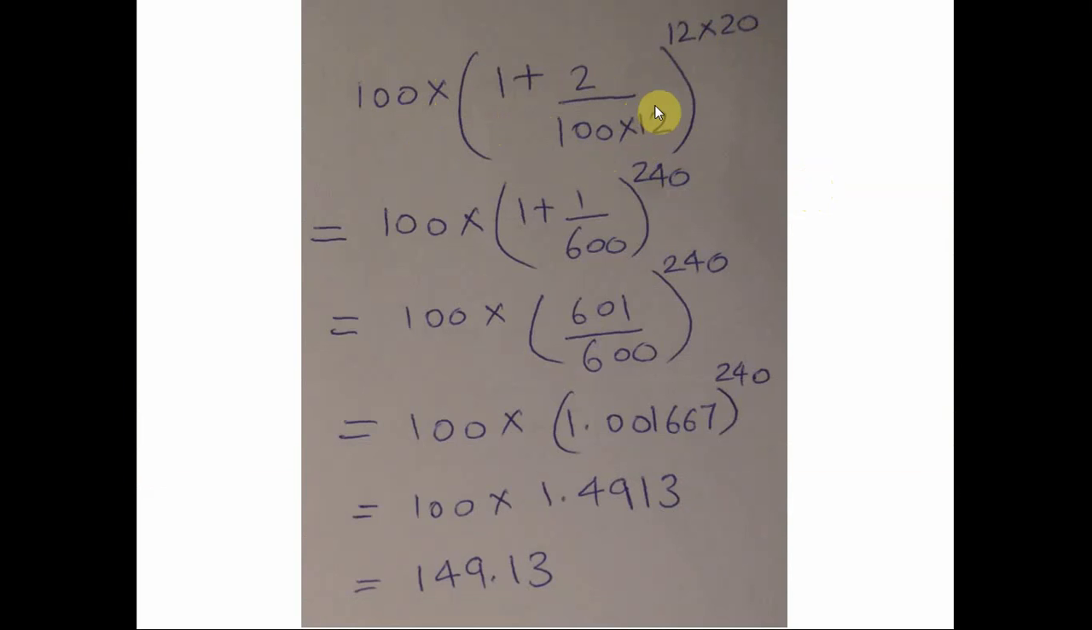This n, of course, remains the same. When we simplify this equation, we multiply 100, 1 plus 1 by 600. So it becomes 601 divided by 600 to the power 240. And after simplification, we see that the final value of the amount, this formula is for the amount, by the way, is $149. So it's slightly above the $140 that we got for the simple interest.